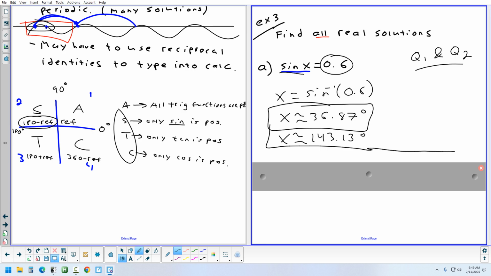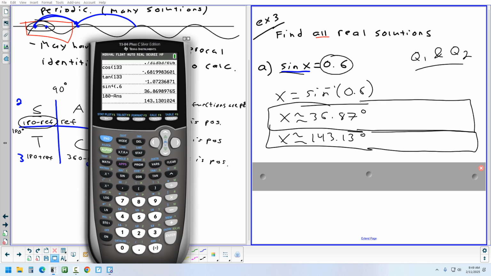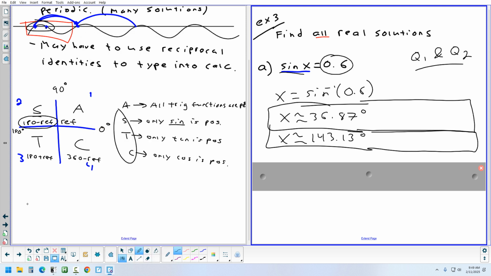Those are my first 2 answers. We can check it if you type it back in. Take the sine of 143.13 and you get 0.6. Take the sine of 36.87 and you basically get 0.6. So we know that those 2 answers are right.